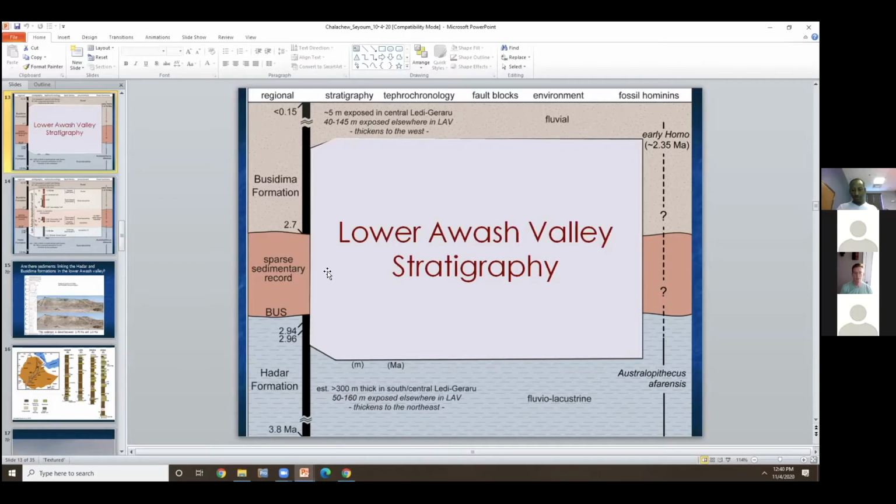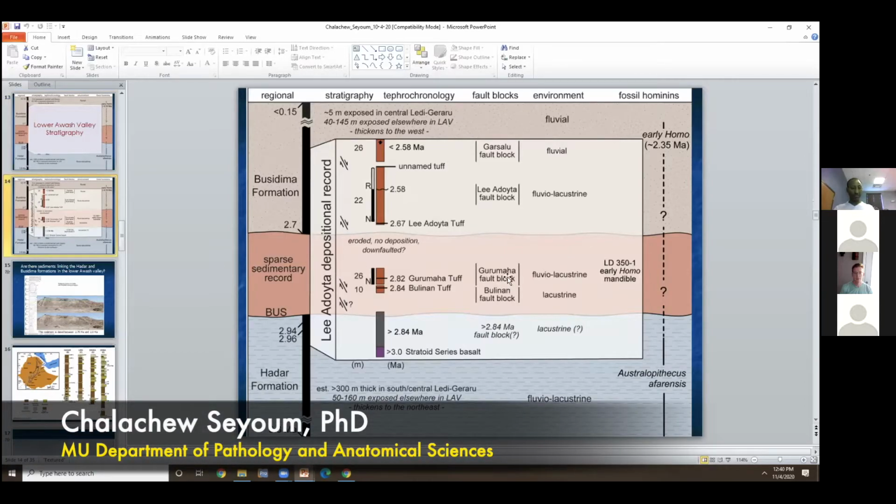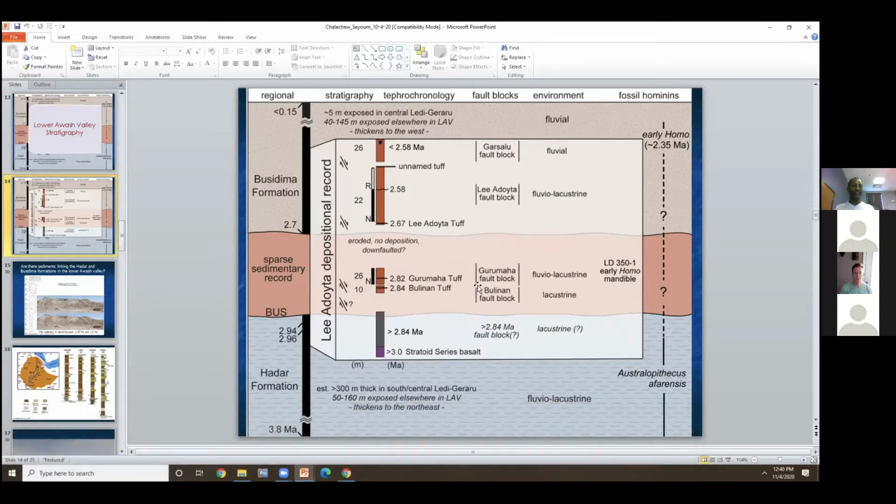All right, so what happened was, you can see here, this is a missing time period. We have this sediment in Ledi Gararu, which dated between 2.8 to 2.5 million years. So that gives us the chance to consider the potential sites or localities in Ledi Gararu.